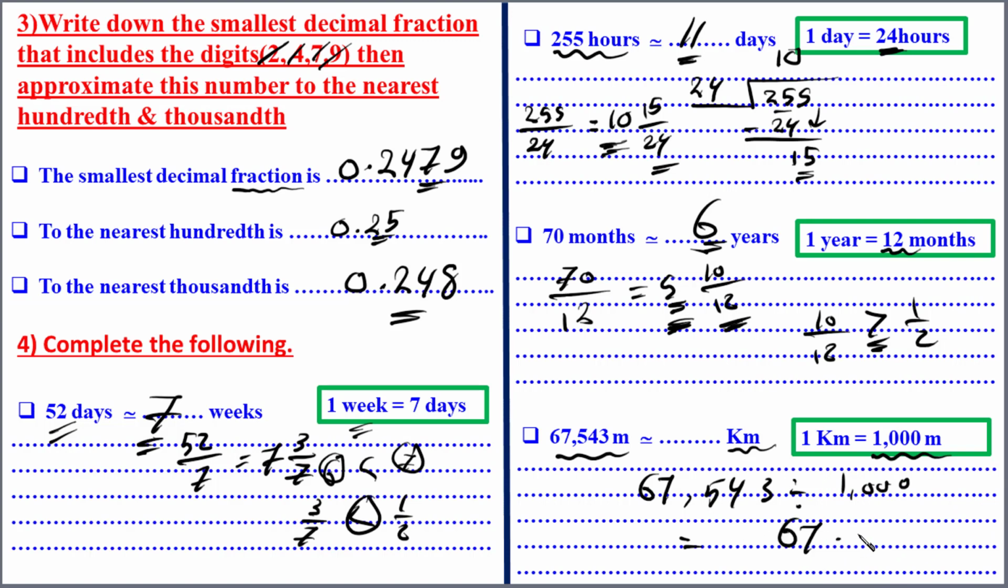It will be 67.543. Now he said approximately equals how many kilometers? We will approximate this number to the nearest unit. We have 7 in the ones place. Look at the tenths place, it's 5. So the ones place will increase by 1 and leave out all the digits to its right. So 7 will be 8. So approximately equals 68 kilometers.